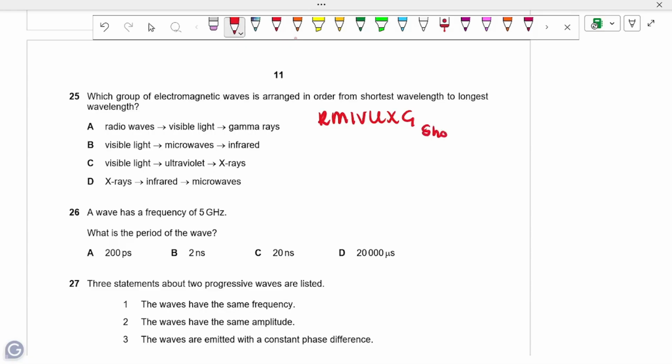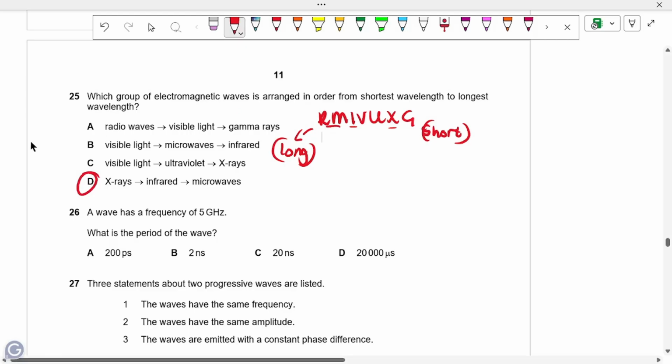So I know that gamma is going to be short. Radio is going to be long. Okay, so arrange in order from shortest to longest wavelength. I can therefore see it. If I start at D, I have X-rays, infrared here, microwaves here. So D is correct, right? Started as shortest, then I progressed until I reached the longest. So the correct answer will be D.